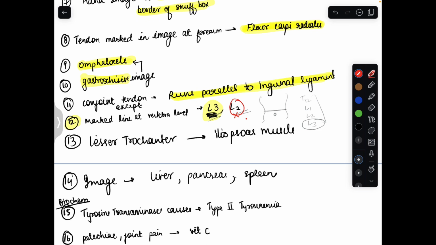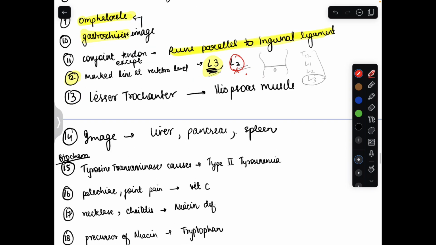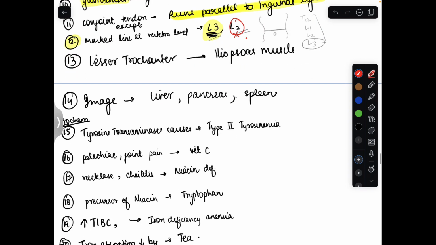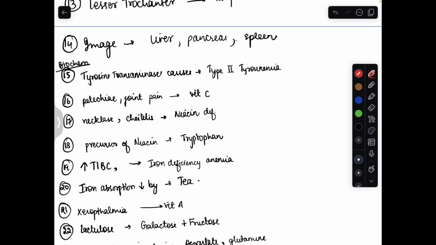So let's continue. In question number 13, an image was given, and in that diagram they put an arrow mark on the lesser trochanter and asked which muscles get attached there. The answer is iliopsoas, and this is also the confirmed answer. Now for the 14th question, an image was given and we had to identify the structures, and we can easily identify those as the liver, pancreas, and the spleen.